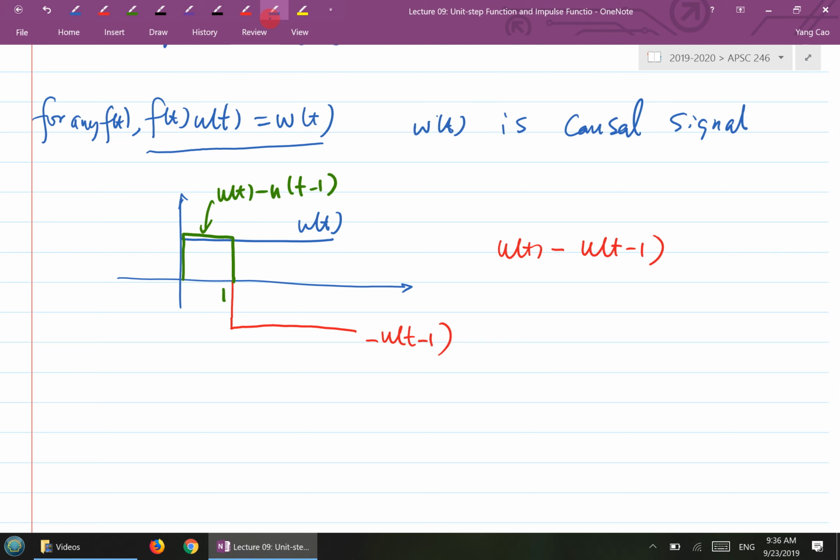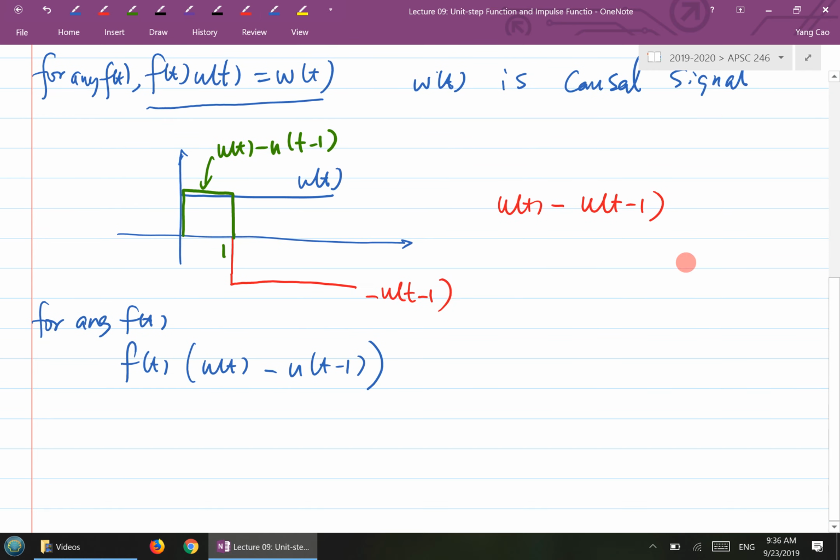So for any function f of t, you have f of t times u of t minus u of t minus 1, like this. Graphically, this is what it looks like. If this is your box here, then we really don't care what it looks like anywhere outside this range.